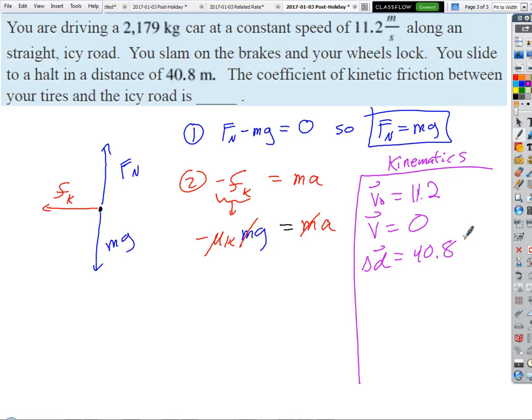What are we looking for? a. Okay, so it's number 4, isn't it? It's the one with no time. So then we end up using v squared minus v naught squared equals 2a delta d and just solve for a. Everybody agree? And then we can fill in a.